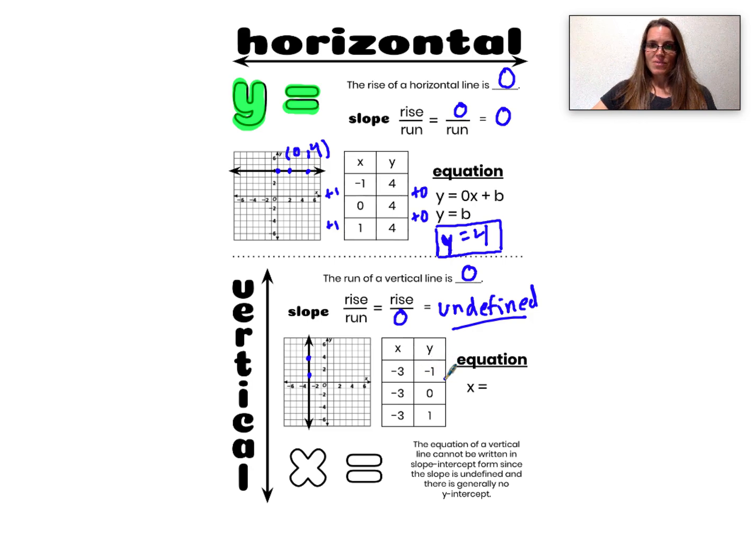We could also find this from the table. X is going up by 0. So when I try to divide my change in y by my change in x, I get 1 divided by 0. Again, that's undefined.